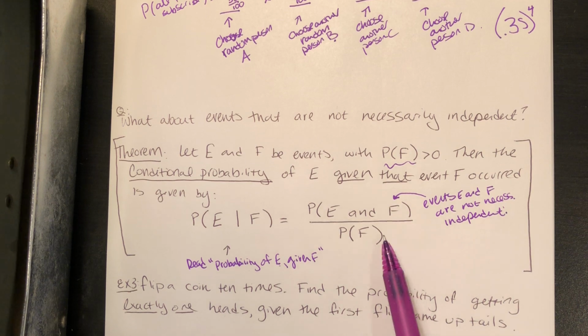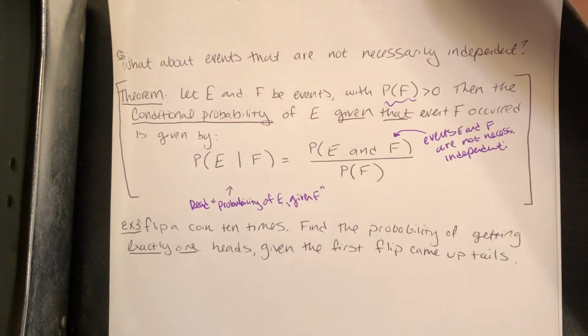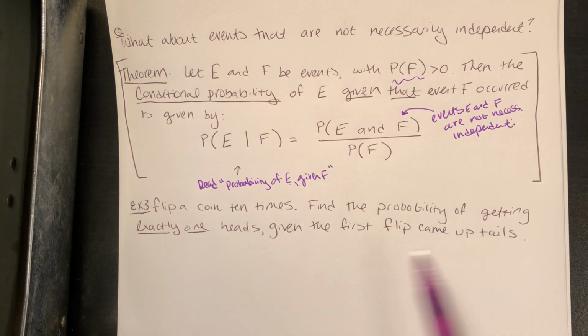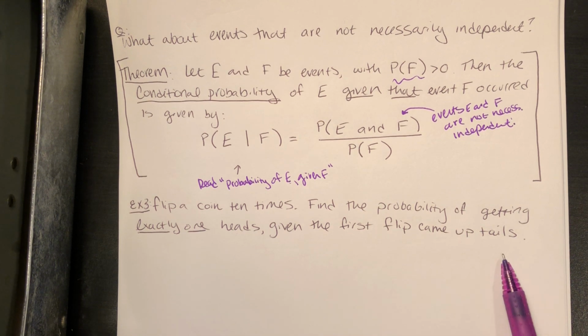And that's when we're going to most likely be using this formula. So let's try to see what that means in an example. Suppose we flip a coin 10 times. What's the probability of getting exactly 1 heads, given that the first flip came up tails?